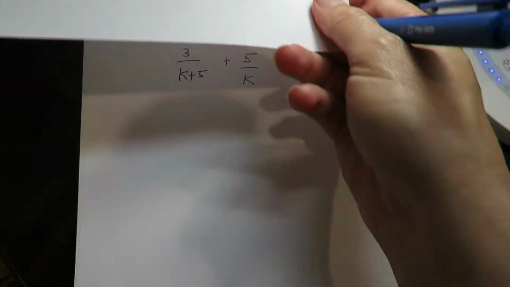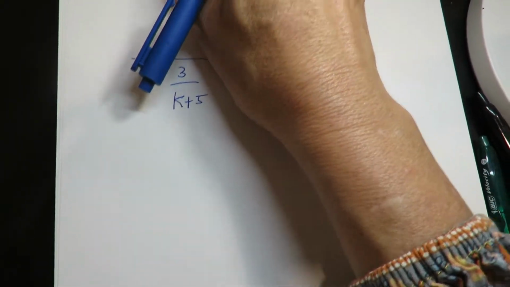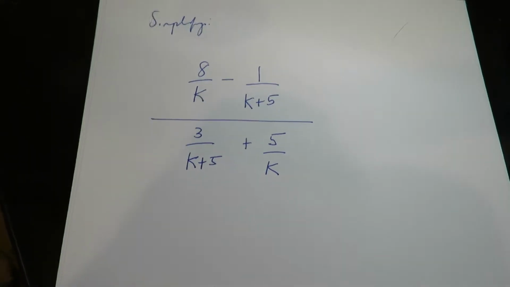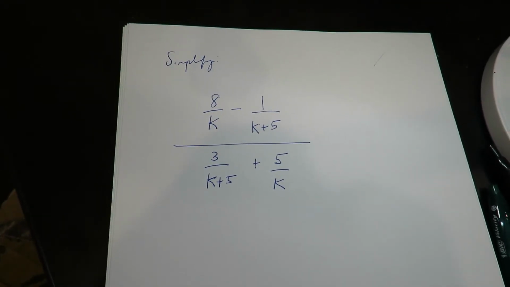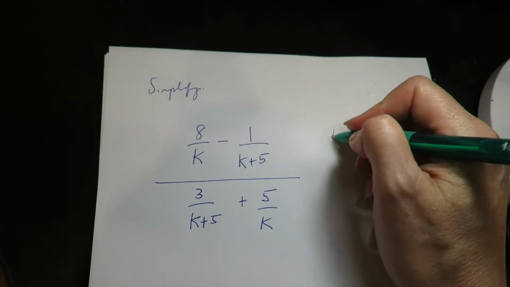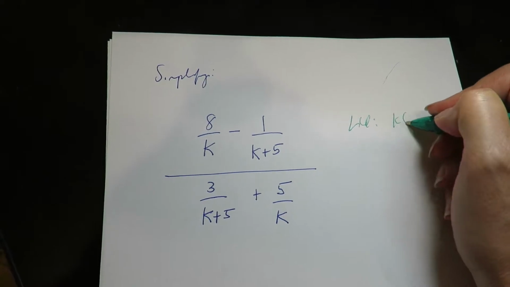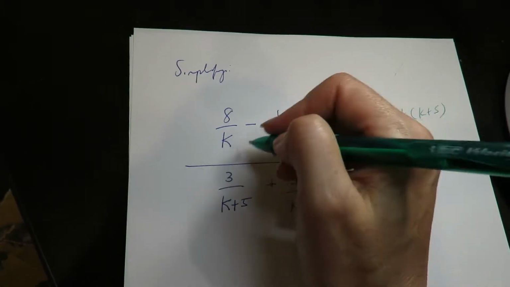All right, so let's do one that's like the test level. I've been sort of working us up to this point. All right, so this one has all the steps to it. So we're going to start with the LCD, which is k plus 5. Right, I'm going to balance this.